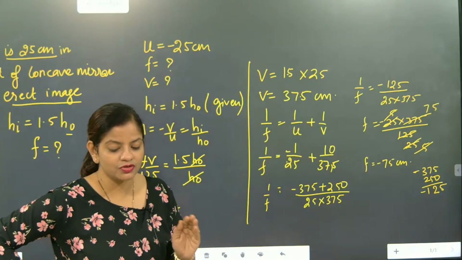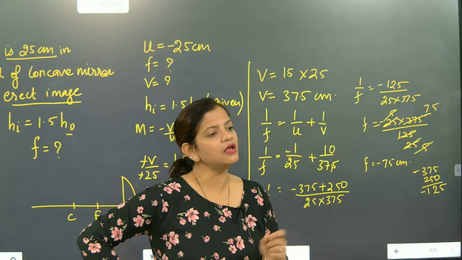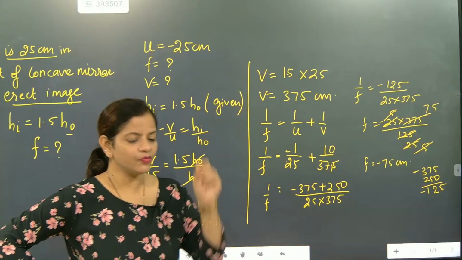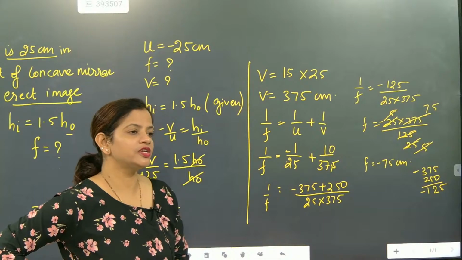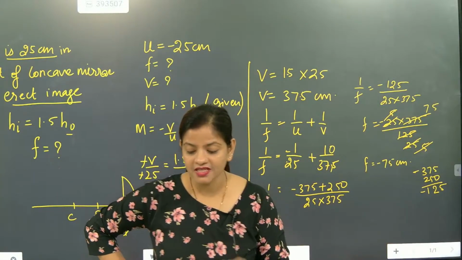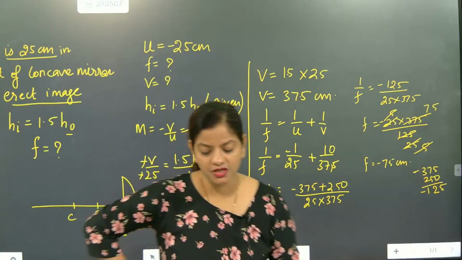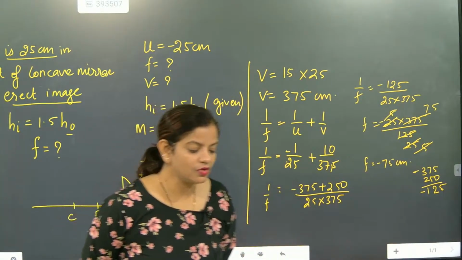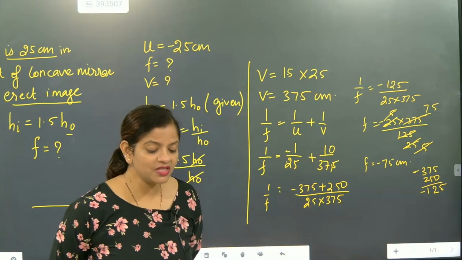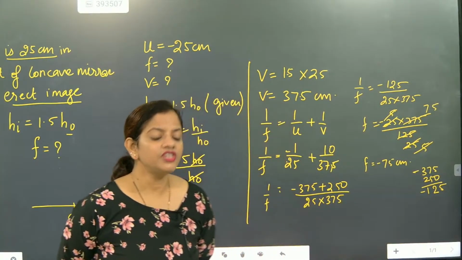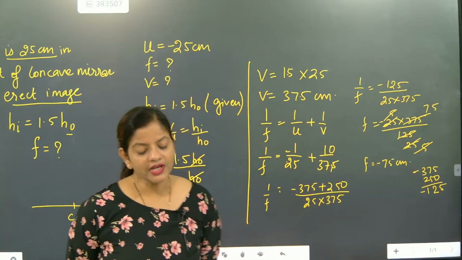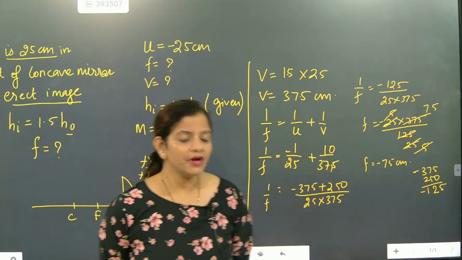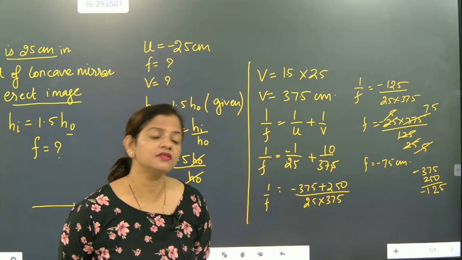I hope everybody understood this one. So what is the correct answer here? Will the setup change? No. So that means focal length remains the same. Quickly note down. Change in object location only changes the image size. Change in object location only changes the image size. Understood? But the focal length remains the same.